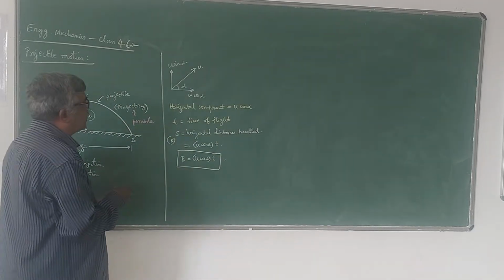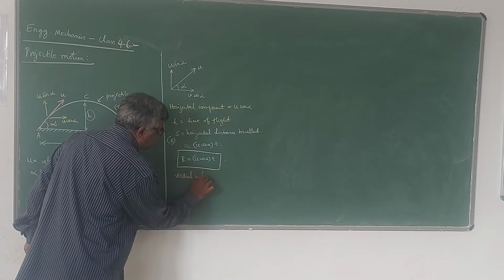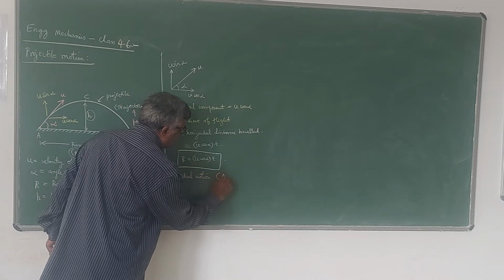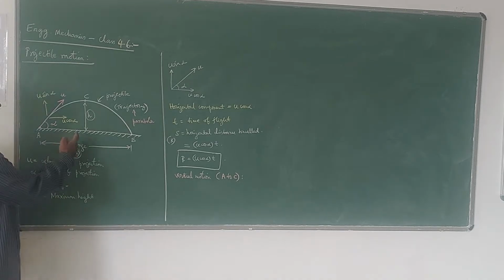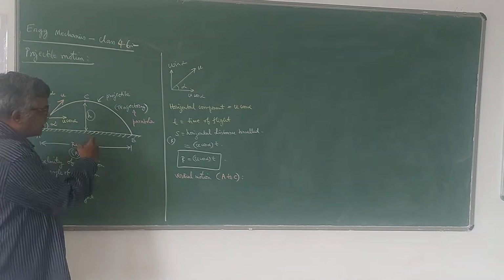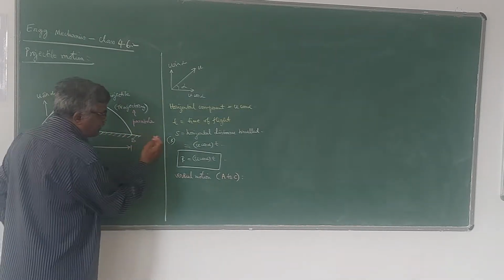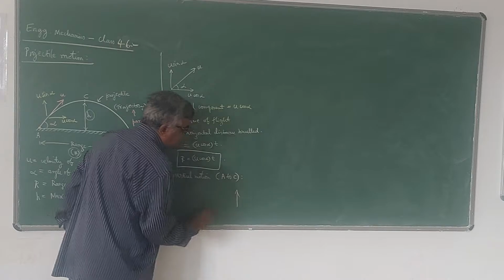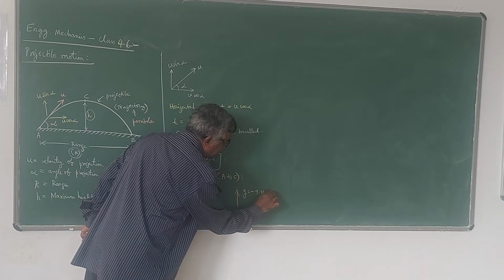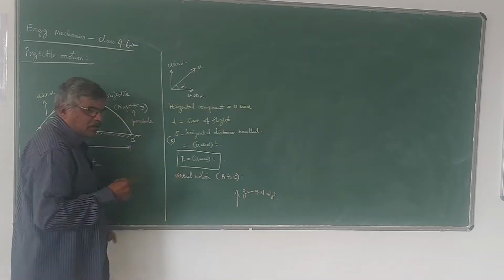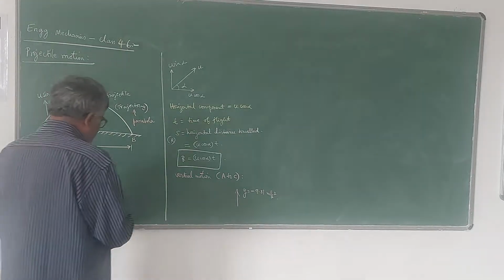Now, considering the vertical motion of the projectile, let me consider from A to C. A to C is the vertical motion. Please note that the vertical distance traveled is h. Since it is traveling upwards against gravity, we have to take the g value as minus 9.81 meter per second square, so that the equations of motion under gravity will be considered here.